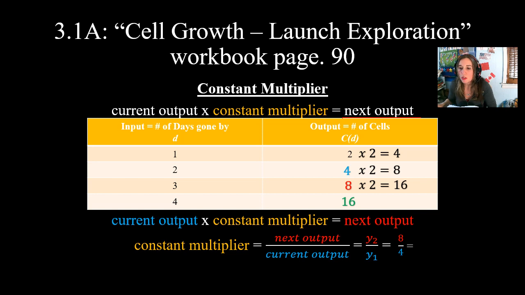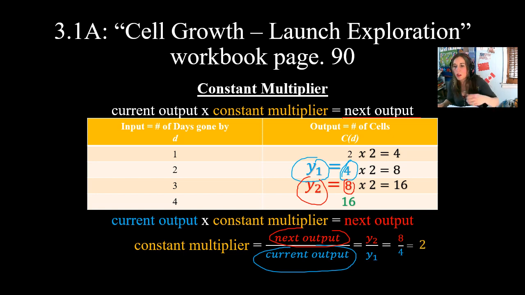So I'm going to shrink myself here so you can just see what's going on. Let's take a look at what this means. Let's say we call our current output y1, and let's make it 4. And then our next output, our y2, is 8. After 4 comes 8. If we plug it into this formula, that gives us y2 over y1, which equals 8 divided by 4. And what does that equal, you guys? 8 divided by 4 is 2, which means that our constant multiplier is 2.